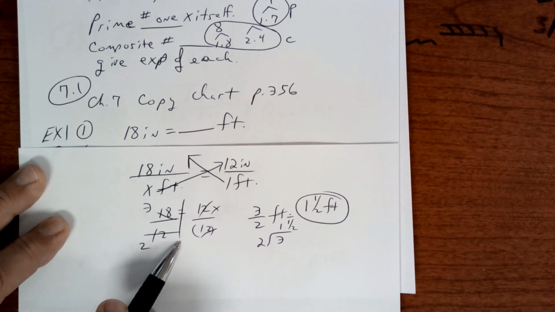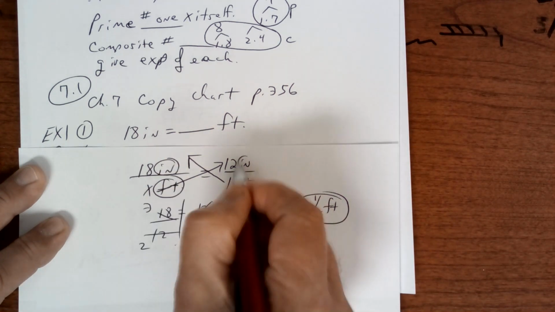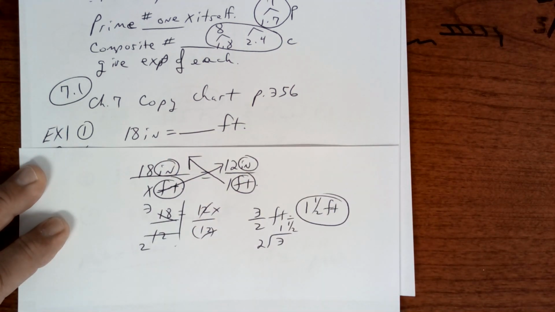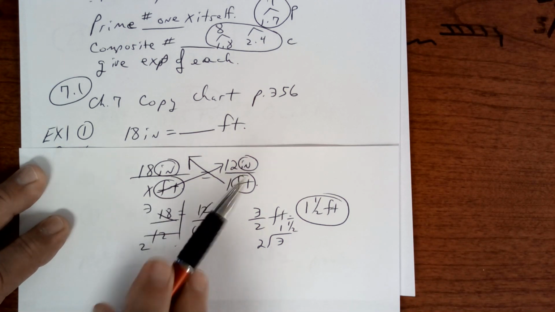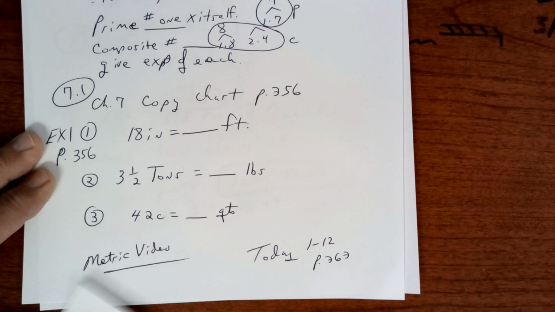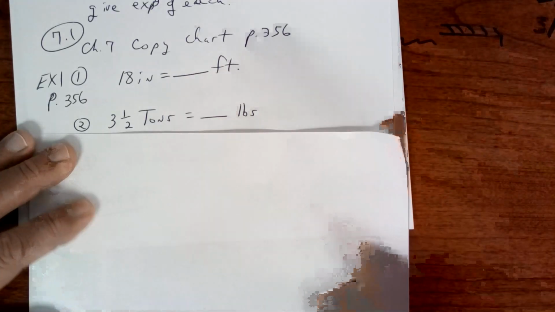We're going to write it as a proportion. Notice that I have inches over feet, and you have to be consistent. You can't say inches over feet and then feet over inches. That will not work. Let's try another one. 3.5 tons is how many pounds?